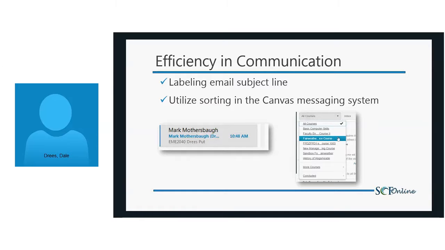So it might be EME 2040 or EDF, whatever it is. Tell them in the subject line to put the name of the class, and then put their name. Then when it comes into your Outlook, you know right away, hey, that's such and such class. So that's a great way to help speed it up. And then you can set up rules inside of Outlook to send those individual class messages to a folder.